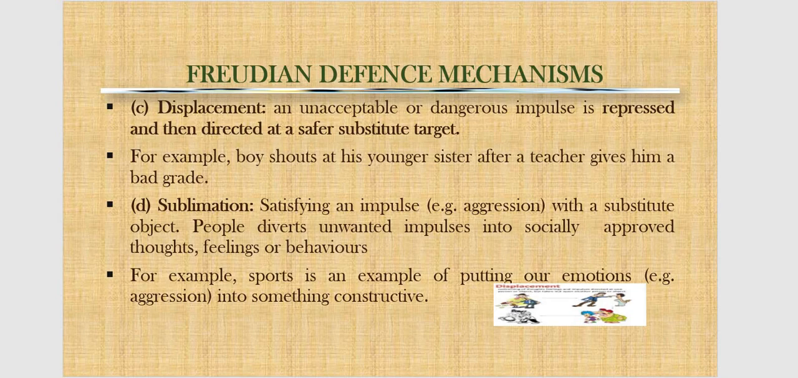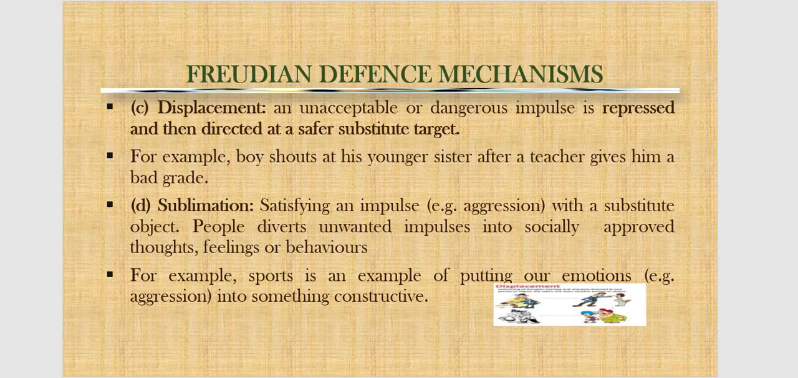And so let's move on to the next one, that is displacement. For displacement, this is whereby you try to redirect some emotions or impulses from the original source to another source. Do you get it? So you are trying to displace your unconscious motive, or your emotion, into a different direction. For example, a boy shouts at his younger sister after a teacher gives him a bad grade.